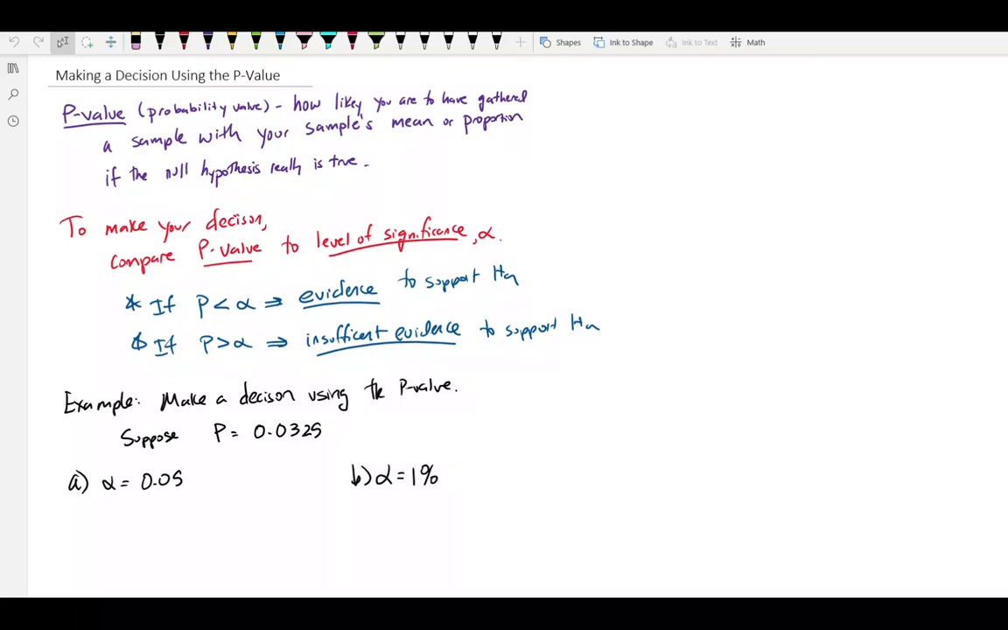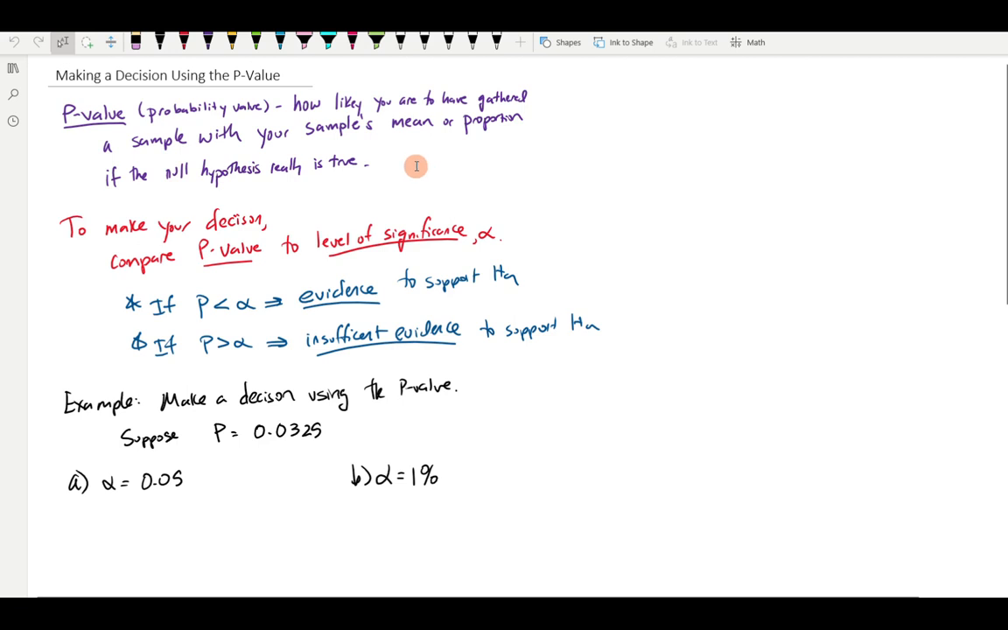Let's talk about how to use the p-value in a test of significance to make a decision about whether there is evidence or insufficient evidence to support the alternative hypothesis. As a reminder, the p-value, which is a probability value, measures how likely you are to have gathered a particular sample, a sample with your sample statistics, so your mean or proportion, if the null hypothesis really is true.